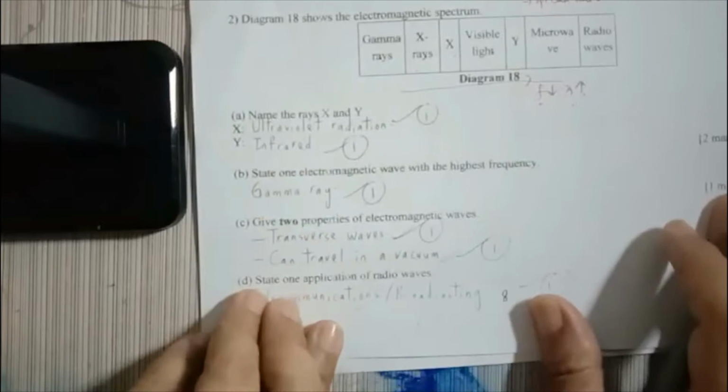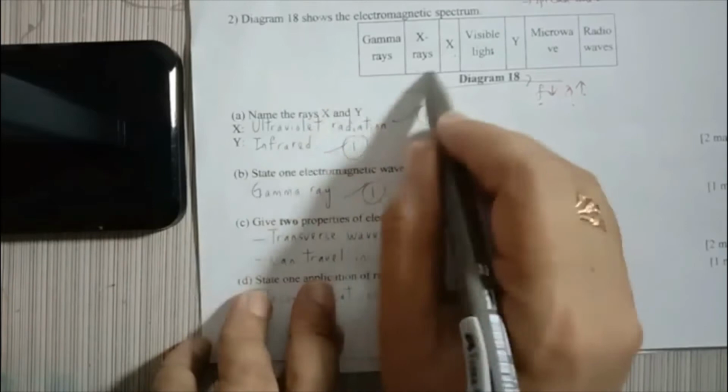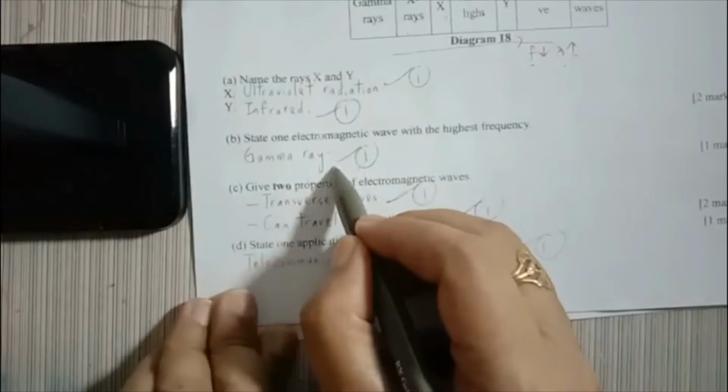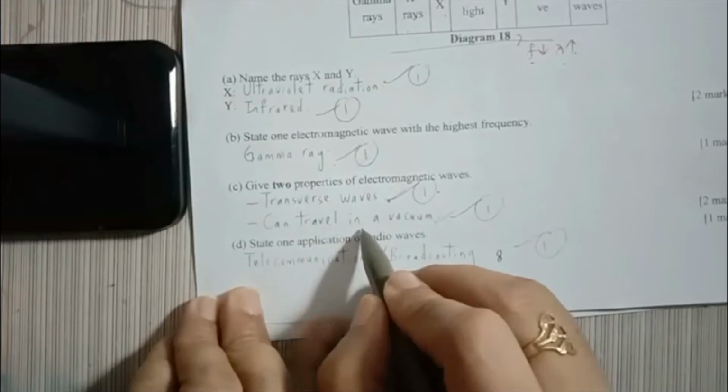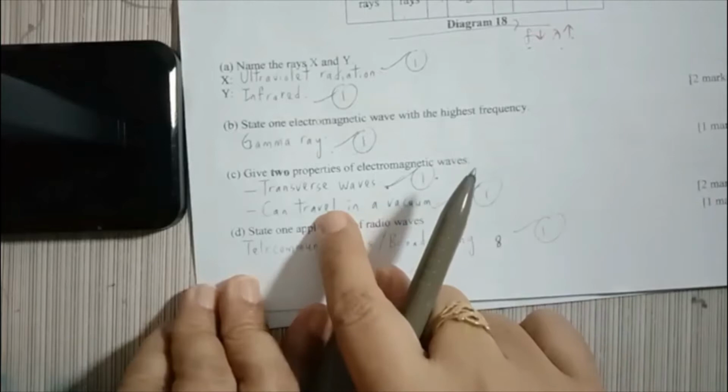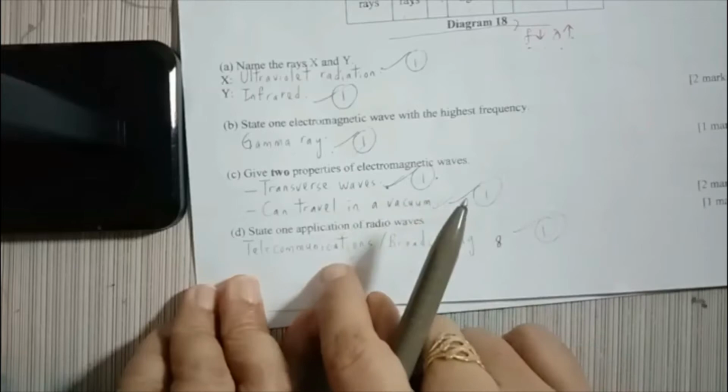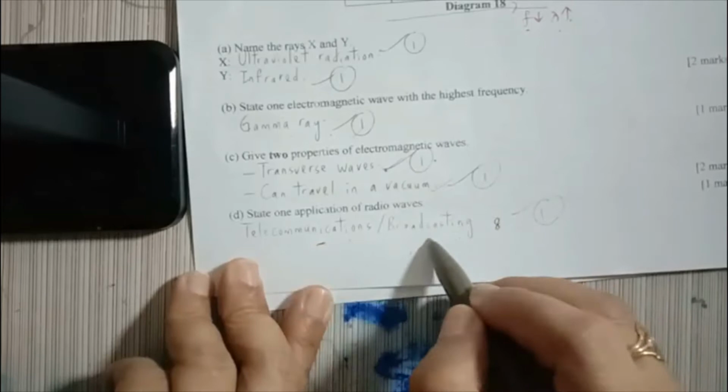State one electromagnetic wave highest frequency. So the left side is the highest frequency. So gamma rays, the highest one. Okay, write down here, gamma rays. Give two properties of electromagnetic waves. So you can write transverse wave, can travel in vacuum, travel with the speed of light in vacuum, will not be deflected by electric field or magnetic field. Just state two. Okay, state one application. So we have telecommunication, broadcasting.